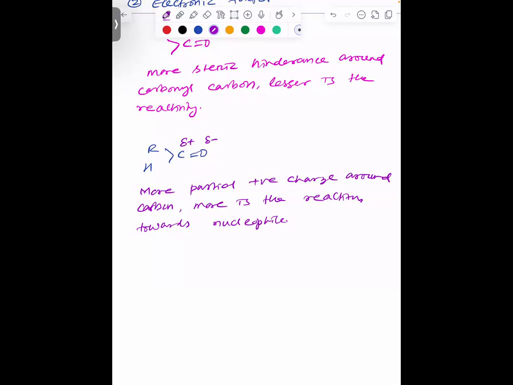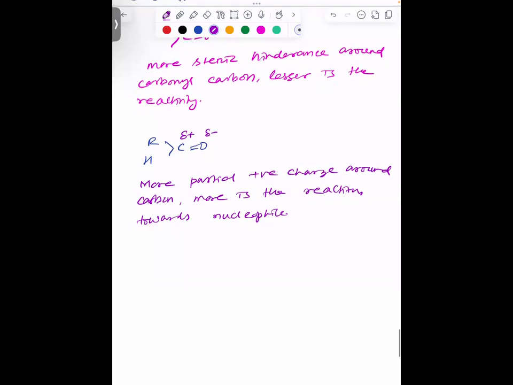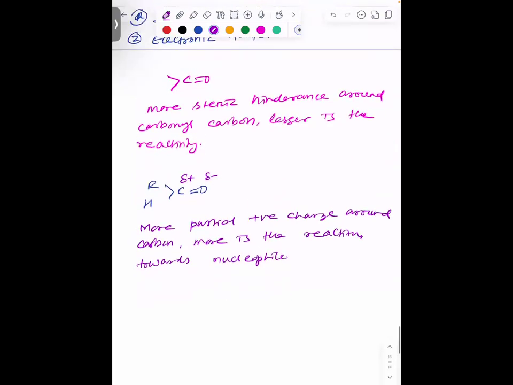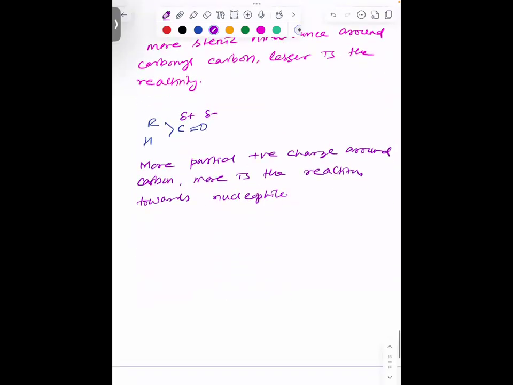It can release electron density to the carbonyl carbon. If electron density is released to the carbonyl carbon, the partial positive charge on the carbon will be stabilized, so the nucleophilic attack will be slow. So the rate of nucleophilic attack will decrease. Now we understand the electronic factor.